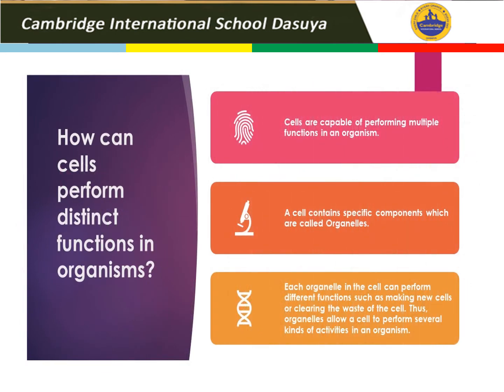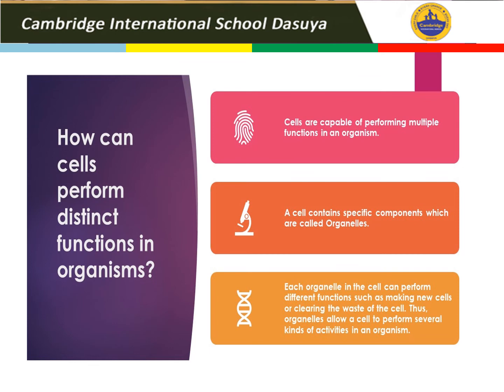Now, the question is how can cells perform distinct functions in an organism? As you know, cells are capable of performing multiple functions in an organism. A cell contains specific components which are called organelles. Every organelle is specialized to perform a specific function, such as making new cells or clearing the waste of cells. Organelles allow cells to perform several kinds of activities in an organism.